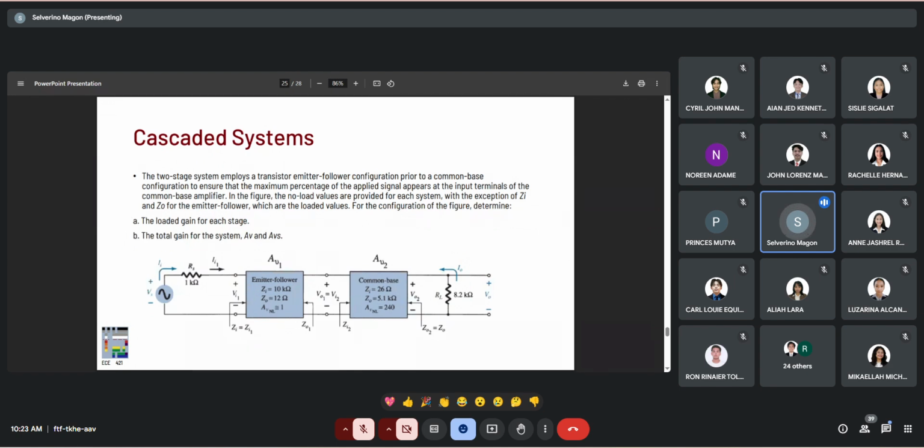The two-stage system employs the transistor emitter follower configuration prior to a common base configuration to ensure the maximum percentage of the applied signal appears at the input terminals of the common base amplifier. In the figure, the no-load values are provided for each system with the exception of ZI and ZO for the emitter follower, which are the loaded values. For the configuration of the figure, we will solve for the loaded gain of each stage and the total gain, AV and AVS.